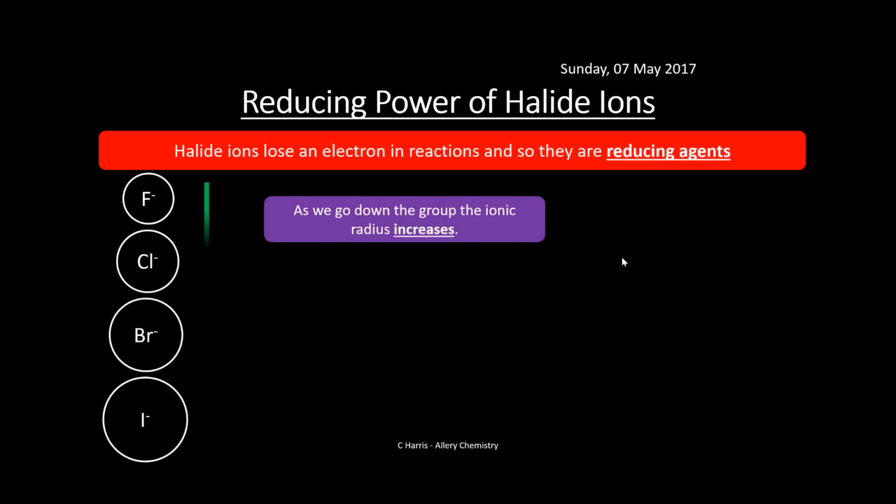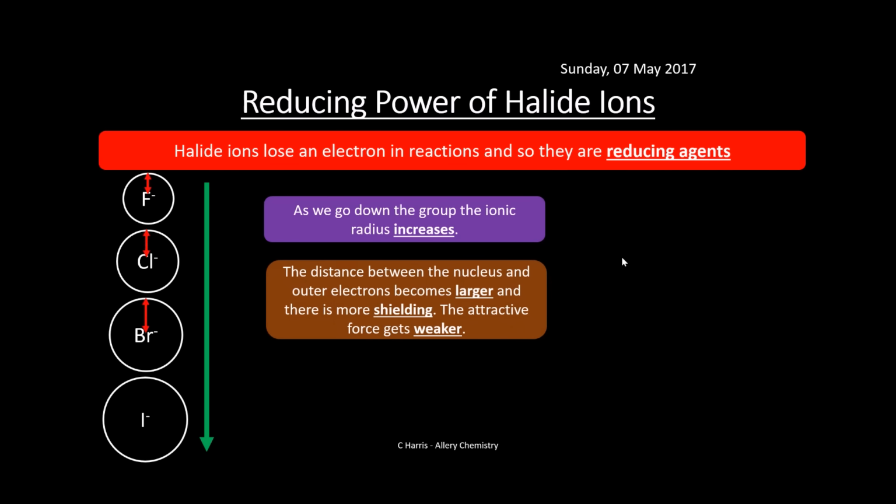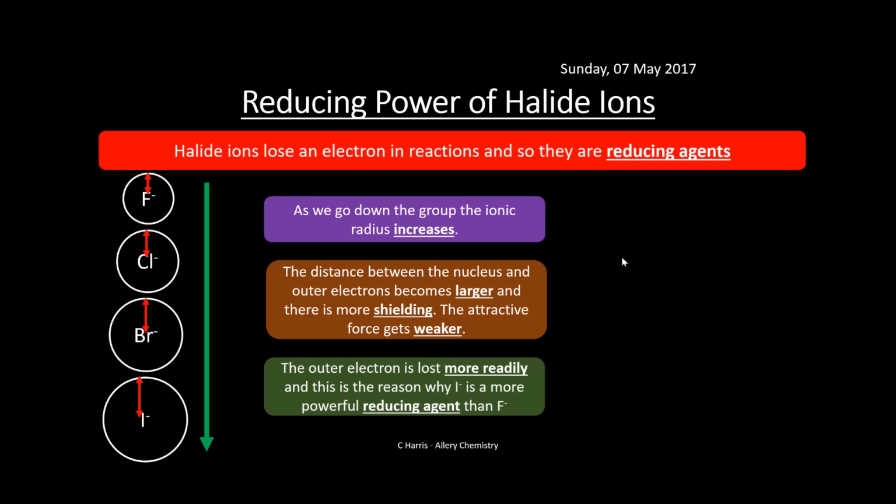Okay, so basically as we go down the group, the ionic radius increases, and I've just drawn that diagram there. Basically the distance between the nucleus and the outer electrons becomes larger. There's more shielding. Use all these words in your exam. And the attractive force gets weaker. Okay, so it's not as strong. And the outer electron is lost a lot more readily. And this is the reason why I- is a more powerful reducing agent than F-. So I- loses that electron much more readily than F-.